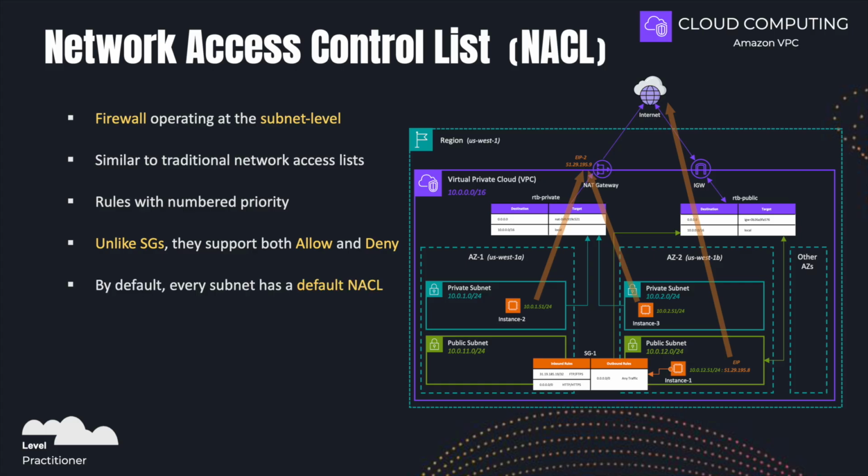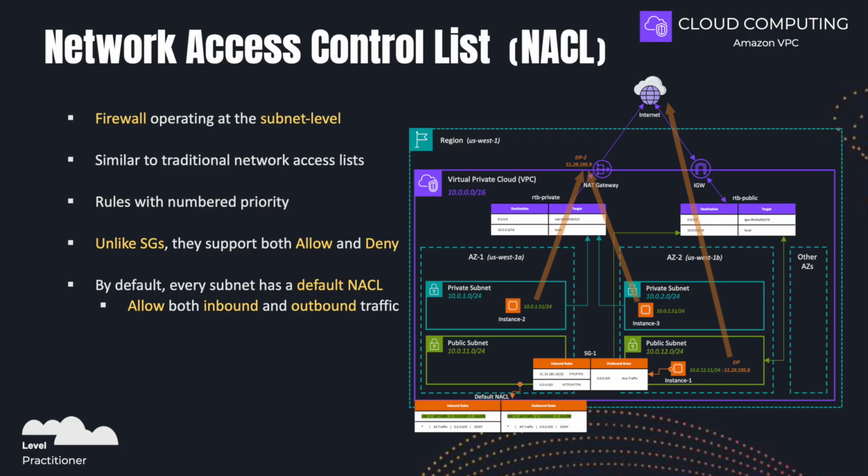By default, every new subnet you create is automatically associated with a default NACL, which allows all inbound and all outbound traffic until you modify it. If you create a custom NACL, however, its default behavior is to deny all traffic in both directions until you explicitly add allow rules. For now, just understand the fact that NACLs are stateless while security groups are stateful.